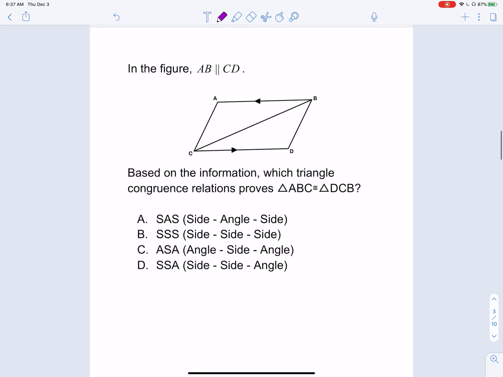So this one's a little tricky because you have to use other rules. In the figure, AB is, what do these two lines mean right here? Remember, that's parallel. Good job. Parallel to CD. Based on the information, which triangle congruence relation proves triangle ABC is congruent to DCB? Okay, I want to know that those two triangles are the same.